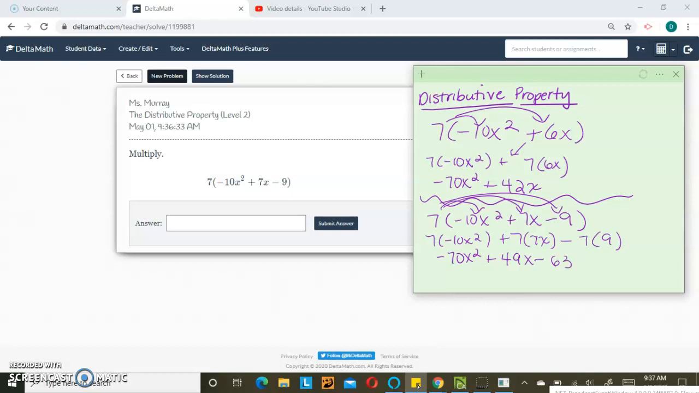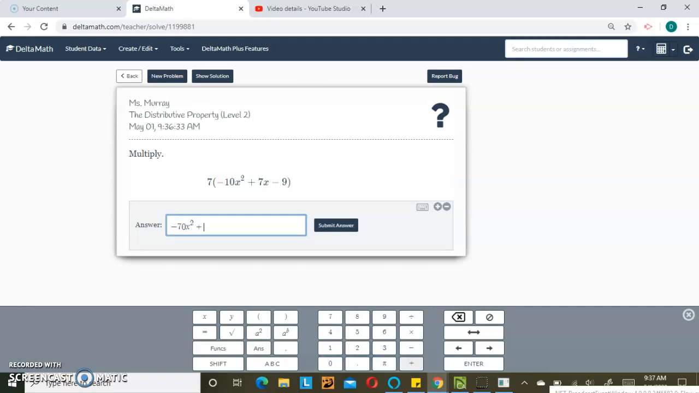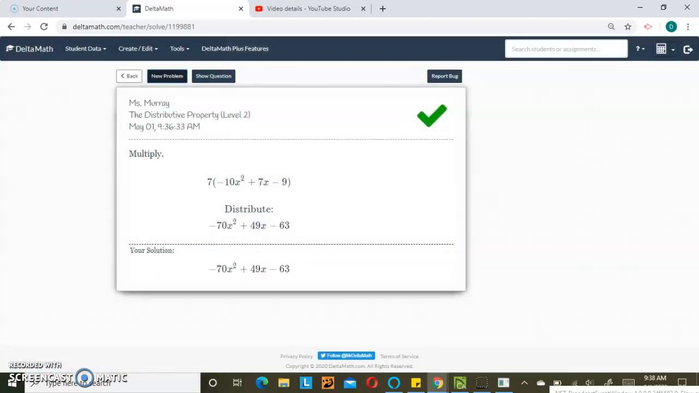Now, I can't put any of these terms together because if you remember, we talked about like terms last week with addition and subtraction. So the reason you can't put any of these together is because they don't all have the same variables raised to the same exponent. So the first two have x's, but because the x's aren't raised to the same exponent, I can't put them together. So my final answer is actually going to be 3 terms. So again, it's negative 70x squared plus 49x minus 63. So if there's 3 terms on the inside, you have to distribute that 7 to all 3 of those terms. Okay, let's try another one.